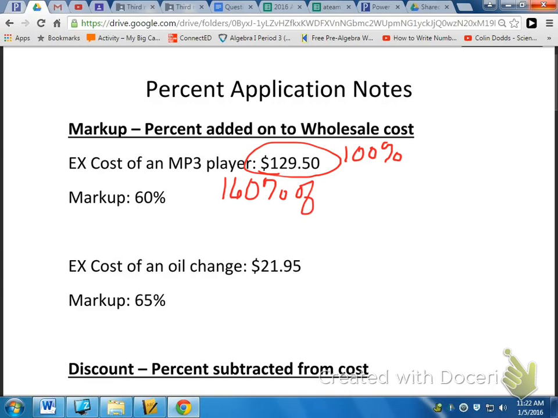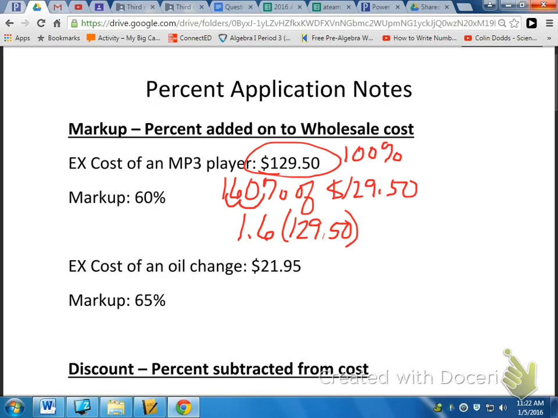160% of the $129.50. You pay the 100% cost they paid, plus you're going to pay the 60% markup that the store needs to earn a profit. So 100% plus 60%, you're going to pay 160% of $129.50. So for the 160%, remember we move the decimal over 2 places. So you're going to take 1.6, of means times, and you're going to multiply it by that cost, $129.50.